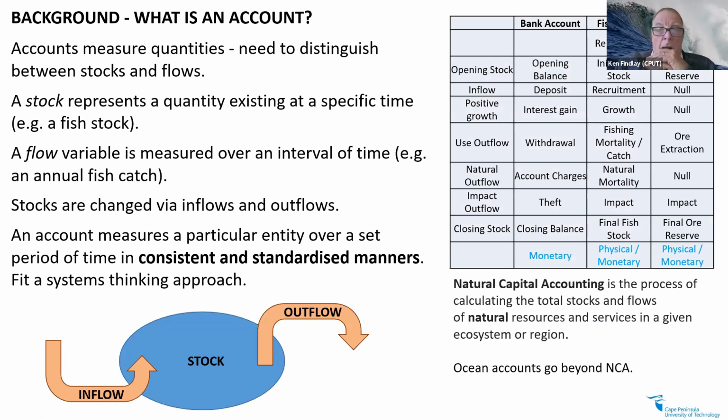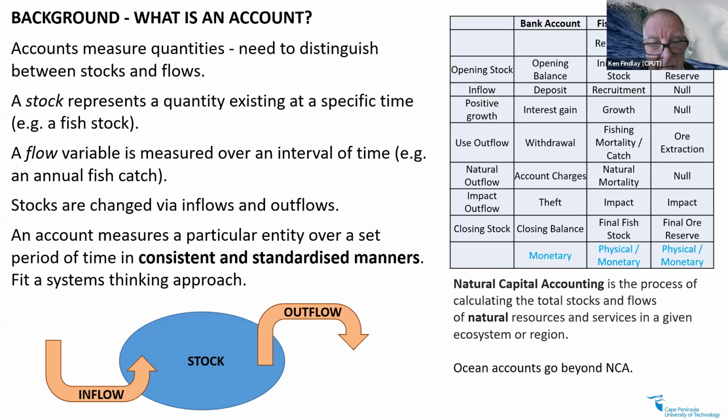And we need to distinguish between quantities of stocks and quantities of flows, because ocean accounts really look towards a systems thinking that allows us to incorporate measurements of both stocks and flows. A stock represents a quantity at a specific time. A fish stock is a snapshot at a particular time. A flow variable is measured over time, as in a fish catch per year, per particular season, etc. And stocks are obviously changed via inflows and outflows.